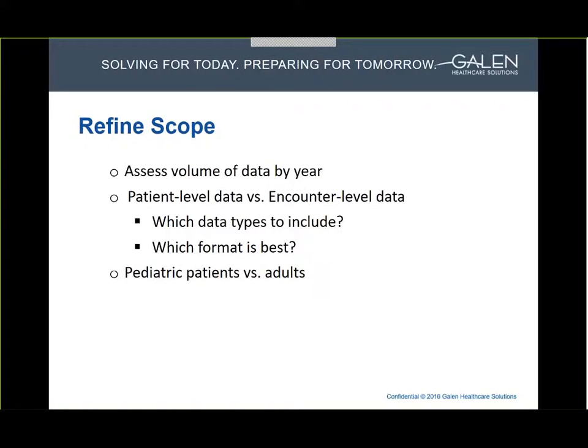The assessment can also evaluate the difference between pediatric and adult patients and help determine the impact of having different migration strategies for these types of patients.